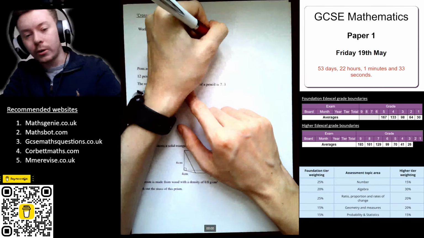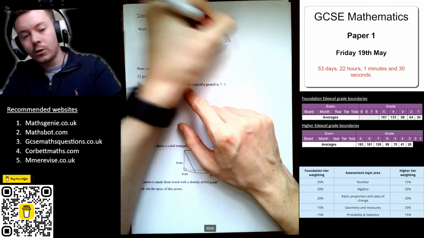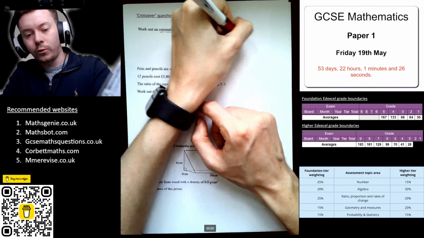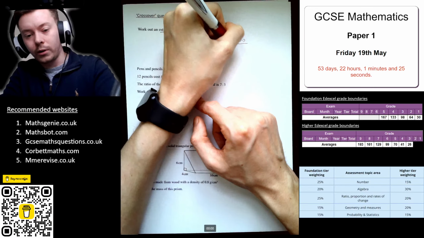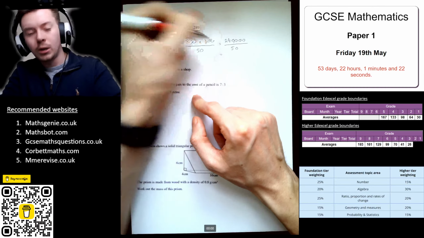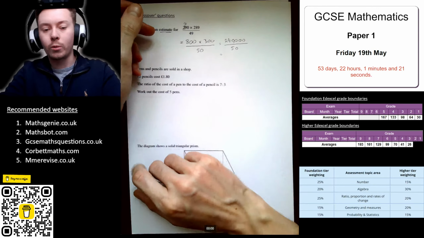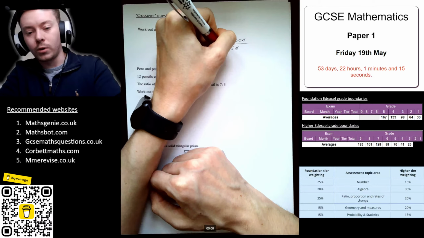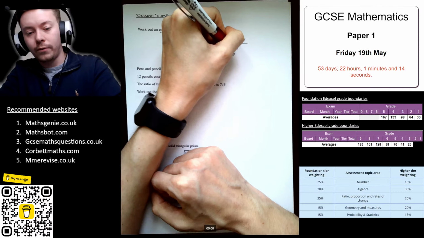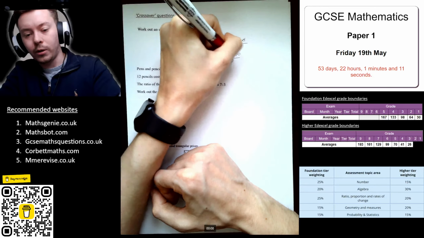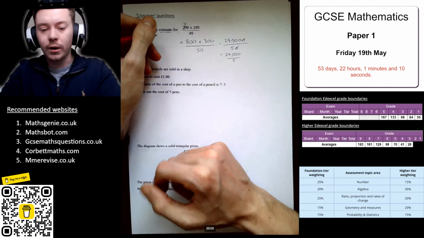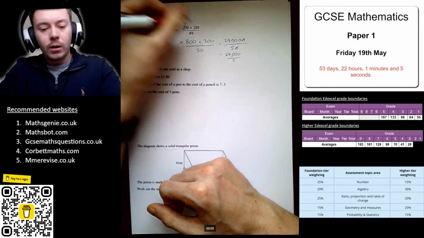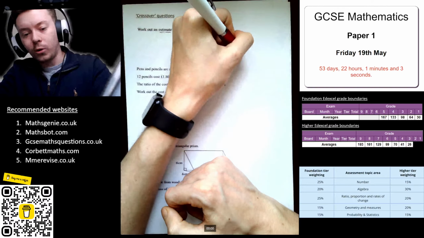So 8 times 3 is 24, and we've got 4 zeros. So 240,000 divided by 50. Now what we can do is divide top and bottom by 10, and that will cancel out one of these zeros. So we get 24,000 divided by 5. And at this point, I'm probably going to want to use the bus stop method to work this out.